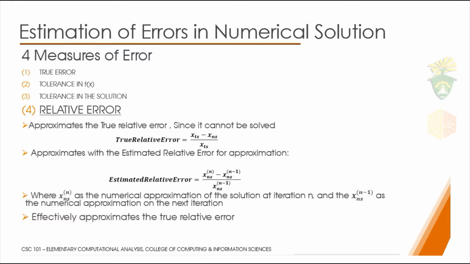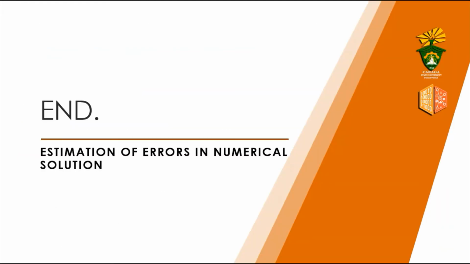So it's up to you what you're gonna use from 2, 3, and 4 in the next lecture videos where I'm gonna introduce to you some numerical methods. Okay, so that is all for the estimation of errors in numerical solution. In the next video, I'll be discussing the first numerical method, named bisection method. It is a bracketing method.